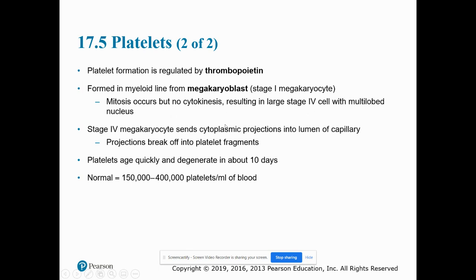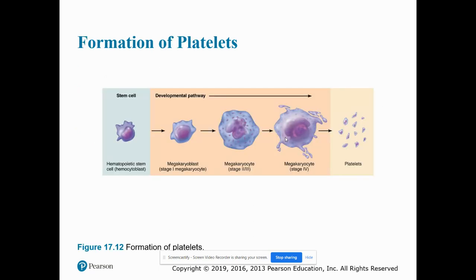It's going to be big. And then the stage 4 cell sends out these little cytoplasmic projections into the lumen of the capillary. The projections break off into platelet fragments, and that's it. And platelets age quickly, degenerating in about 10 days. Normal is about 150,000 to 400,000 platelets per milliliter of blood. That's what this is showing.